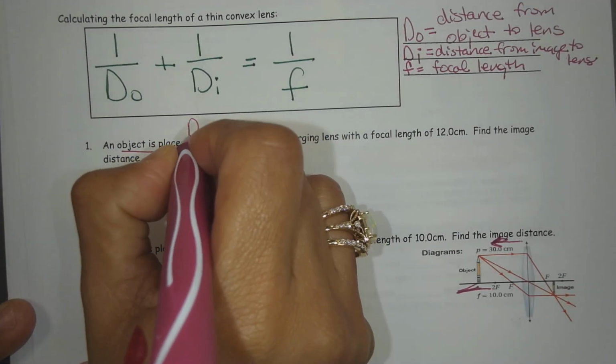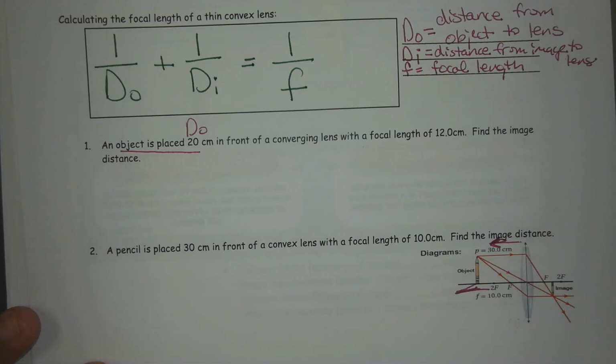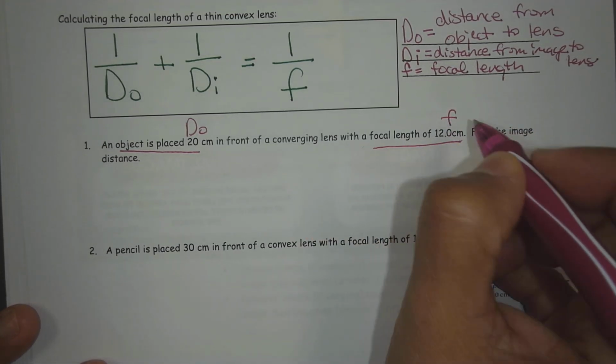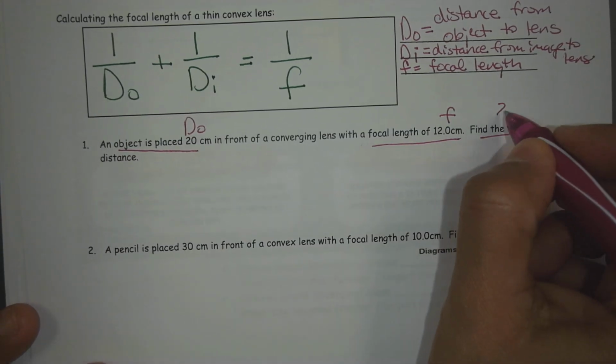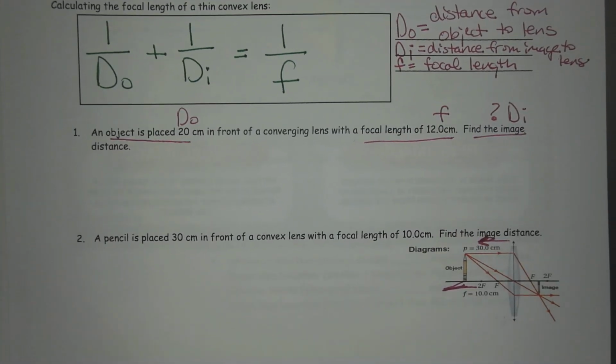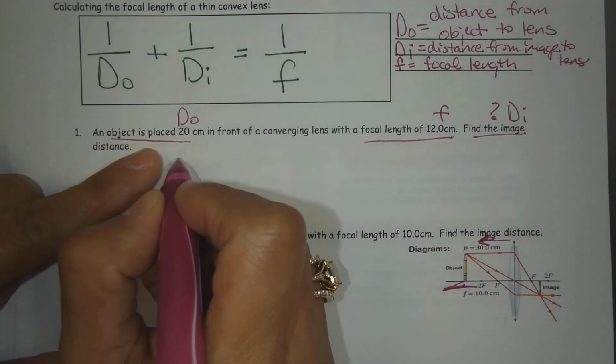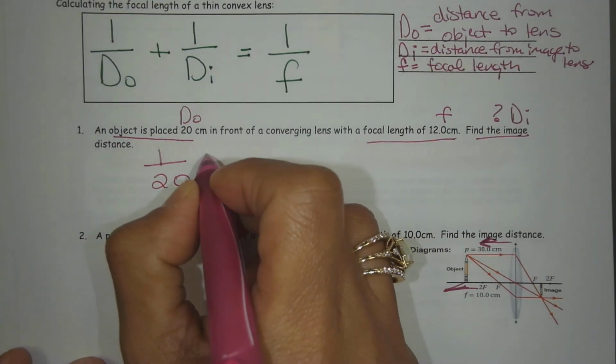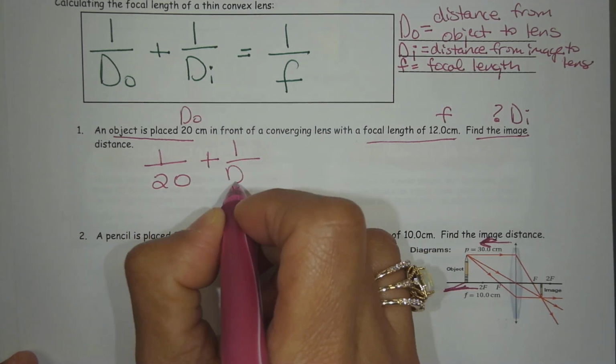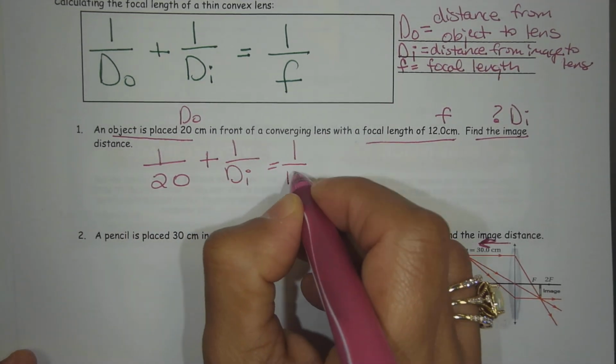An object, DO, in front of a lens has a focal length, F, of 12 centimeters. Find the DI, or the image. Where is this image going to be located? All right, so number one, centimeters, centimeters. Leave them alone. Don't try to convert. Since they're both the same, leave them alone. If they're different, then convert one. But since they're the same, you're going to write them in the equation. 1 over 20 plus 1 over DI equals 1 over 12.